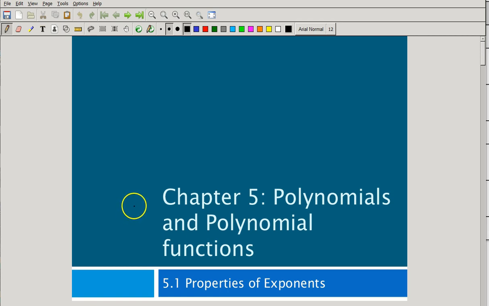You should take out your packet, the stuff that I gave you for Algebra 2. We're going to start this week basically going through Chapter 5, which is on polynomials and polynomial functions. We're going to start with 5.1, which is on properties of exponents.